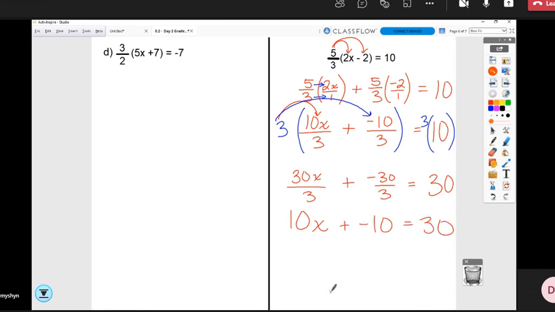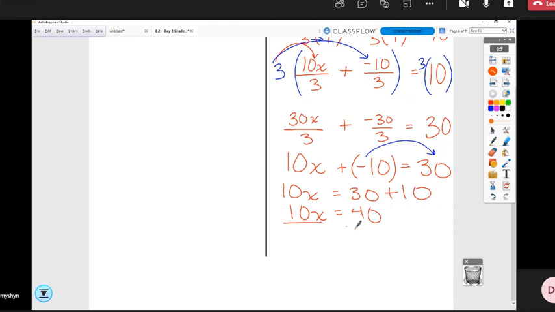Now that's not me rigging the questions up. Believe me, that's just math. That's just multiplying by the common denominator. Plus negative 10 looked a little weird, so I'm going to put brackets around there. And what happens is we just go back to our roots. Put the negative 10 over here. We get 10x equals 30 plus 10, and 10x equals 40. Divide each side by 10. And x equals. Yeah?